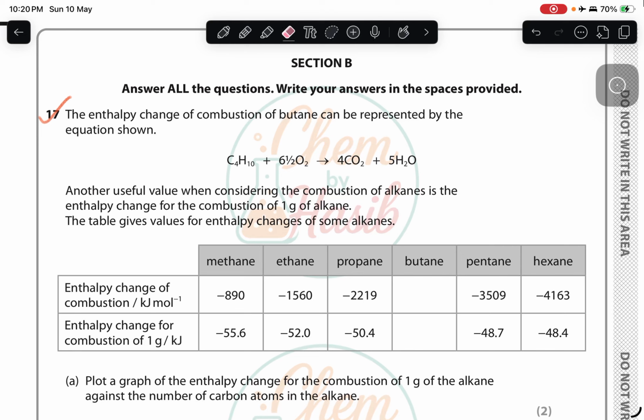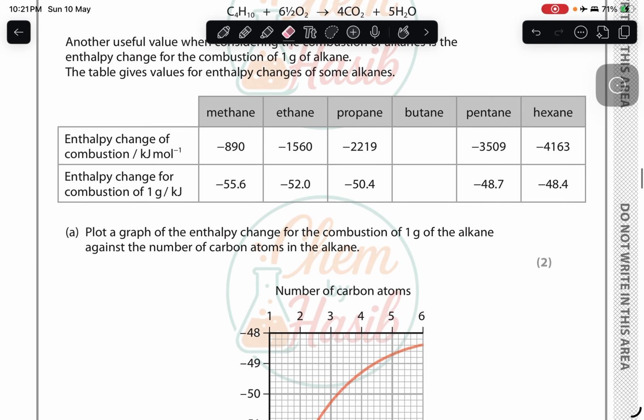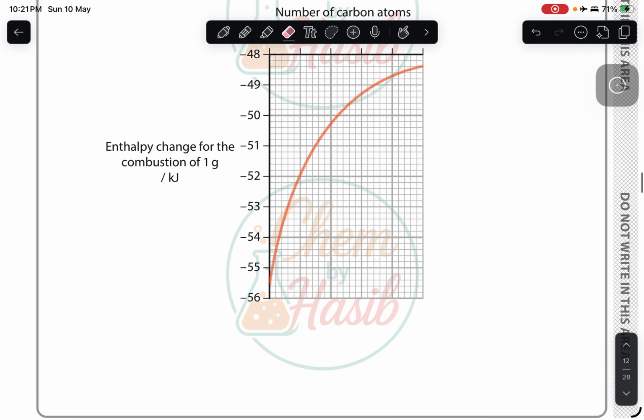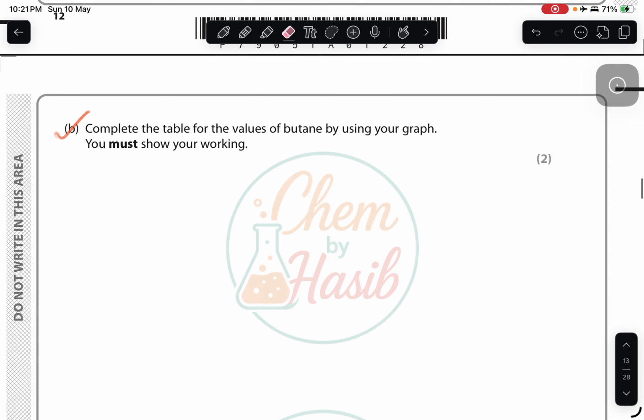Now we move to section B. This is January 2026, Unit 2. We move to section number B, question number 17B. It says complete the table for the values of butane by using your graph, and you must show your working.